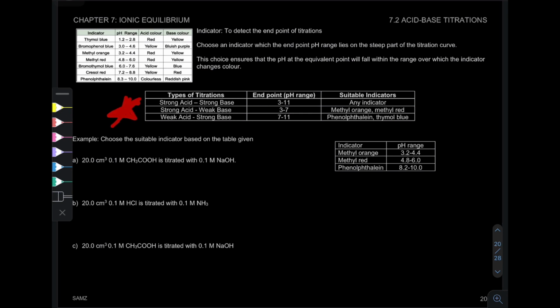Okay, so yang ini is a summary. So sekejap je yang ini. Titration, as we can see, kena ingat ni endpoint, pH range. Kalau equivalent point, kena ingat for titration curve. And here is our indicator. So for strong acid, strong base, any indicator can do. So range dia besar. It's between 3 until 11. So kalau 3 until 7 strong acid yang ini, kita kena tengok lah berdasarkan indikator apa yang dia bagi. Okay, so for example, choose the suitable indicator based on the table given.